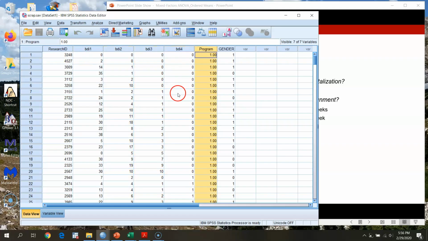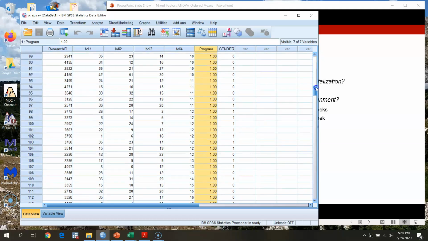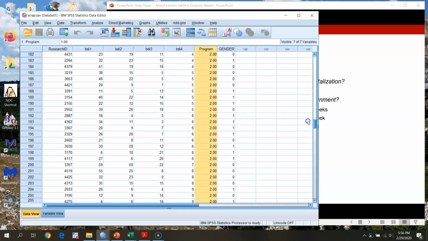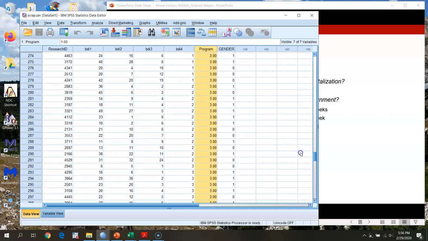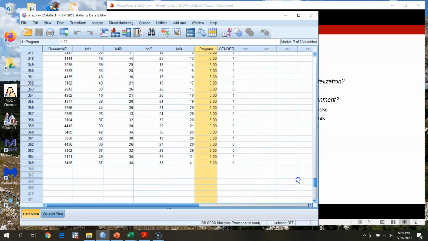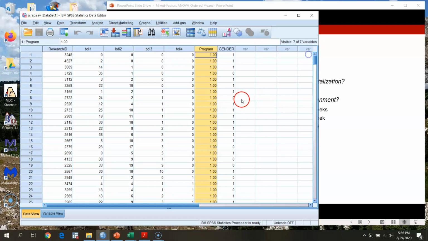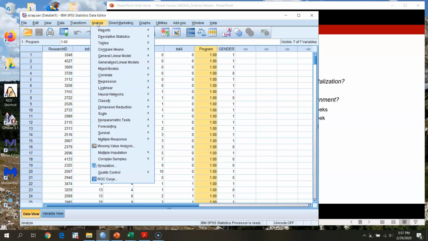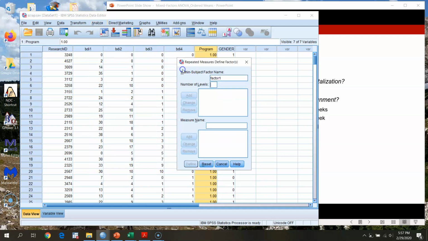Again, we would assume that we'd gone through and screened this at some point, but these data actually aren't looking too bad. And then we've got scores for programs 1, 2, and 3. First thing we're going to do is start off with just running our omnibus effects for our mixed factors ANOVA. So we're going to go to Analyze, down to General Linear Model, down to Repeated Measures.